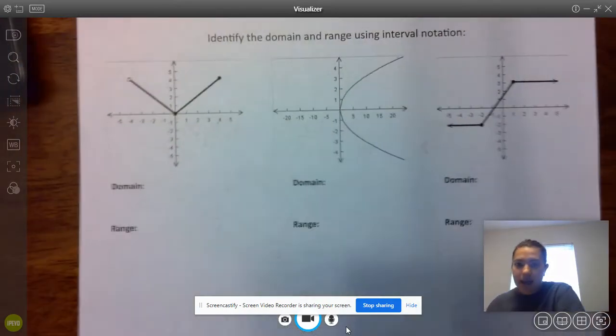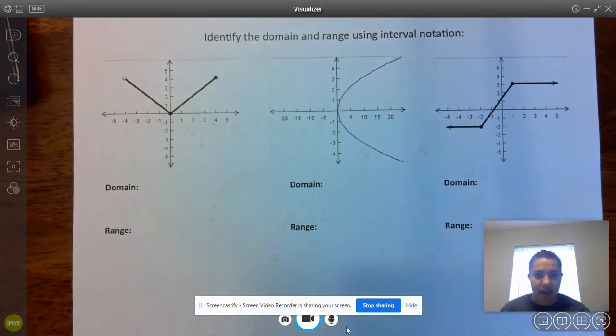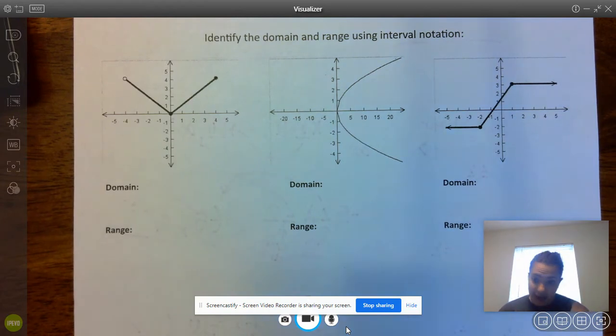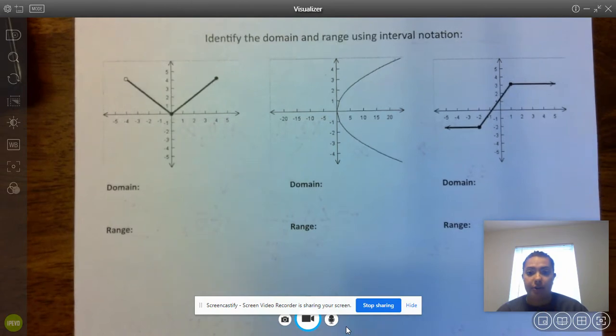All right, so let's go ahead and take a look at our last video. So here we are just going to go right into it: full-blown interval notation, domain and range of different functions.